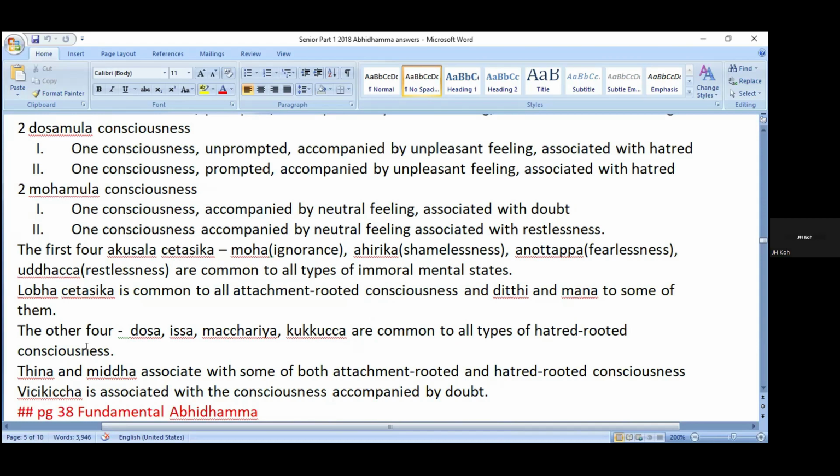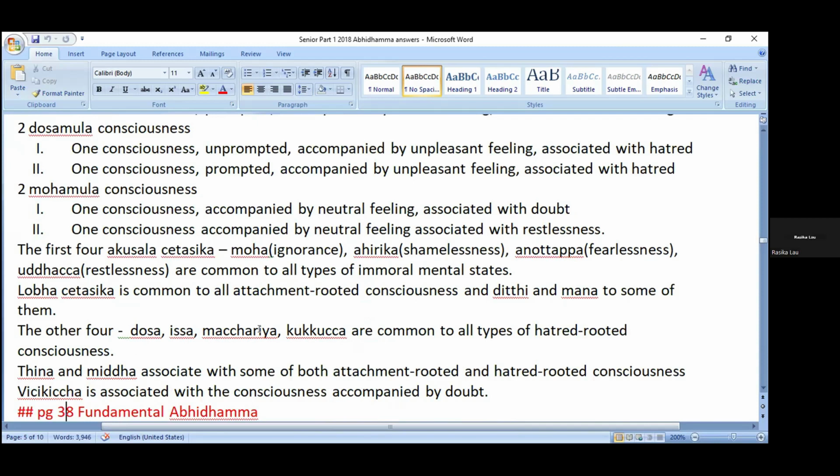Brother Lau, just on the dosa one, the 4: dosa, issa, macchariya, kukkucca. Dosa is common to all hatred-rooted consciousness, but issa, macchariya and kukkucca are not always present at all. On the book they put it there, so I just copied and pasted. If in doubt, you can check and find out whether this book is giving the right information. Dosa is common in dosa citta, but issa, macchariya, kukkucca depend on conditions. They don't always arise.